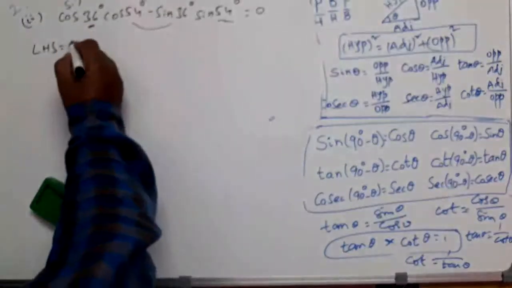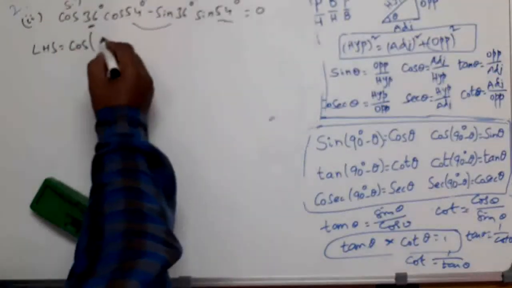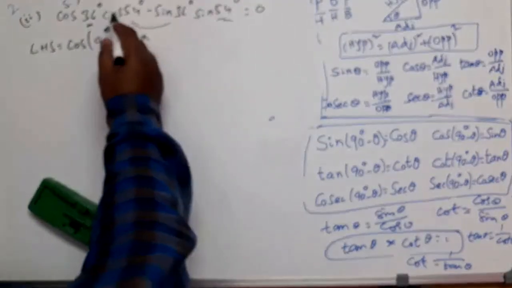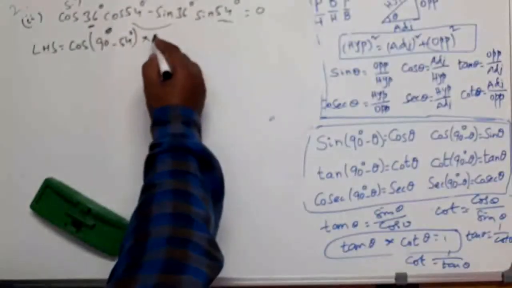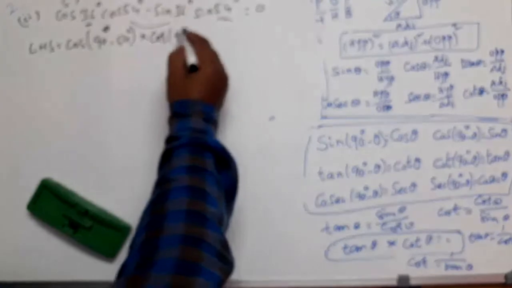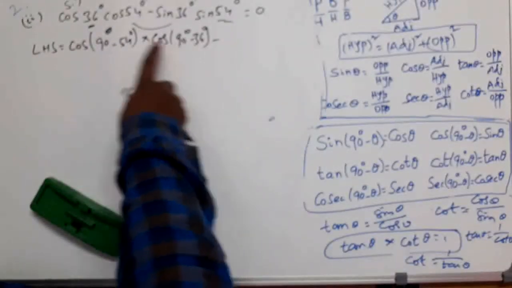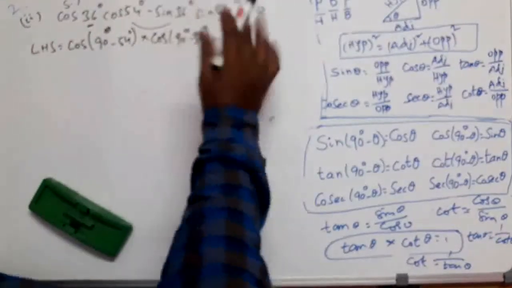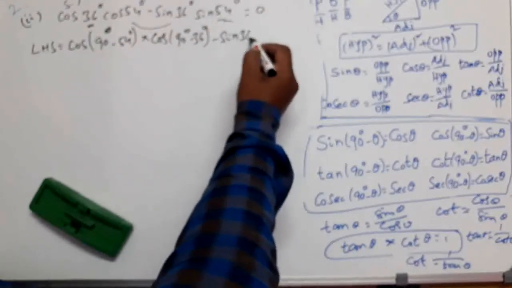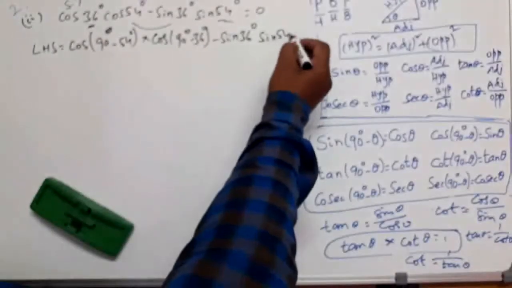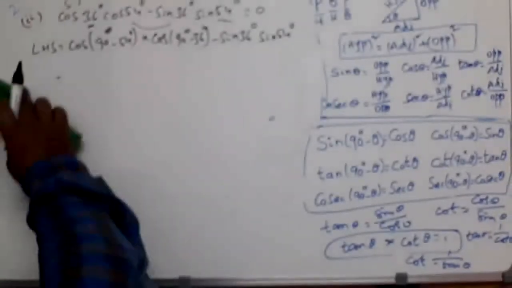Converting. This can be written as cos of, in the place of 36 degrees, I am writing 90 degrees minus 54 degrees, multiplied by, in the same way, in the place of cos 54 degrees, I am writing cos of 90 degrees minus 36 degrees. So in the place of 54, I am writing 90 minus 36. Can I write like this or not? Yes. In the place of 36, I am writing 90 minus 54. I am leaving the remaining two terms as they are, that is, sin 36 degrees multiplied by sin 54 degrees. I am leaving it as it is. Yes. Definitely this also will give you 0, right?